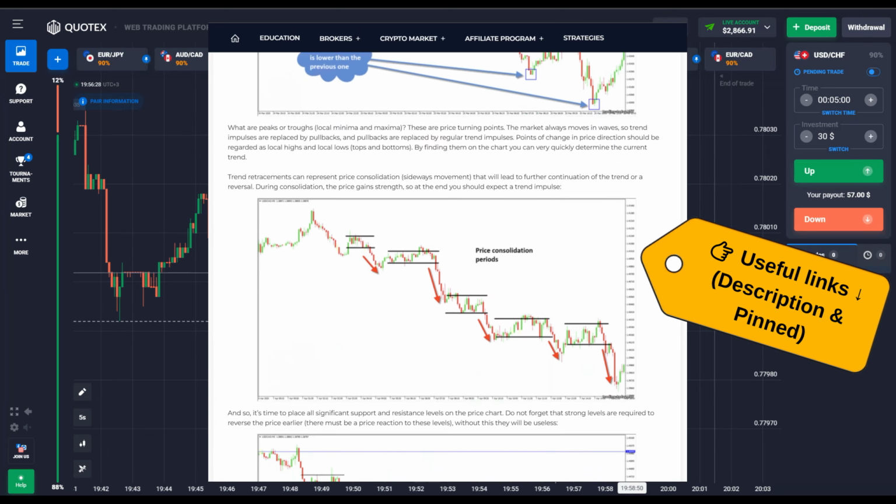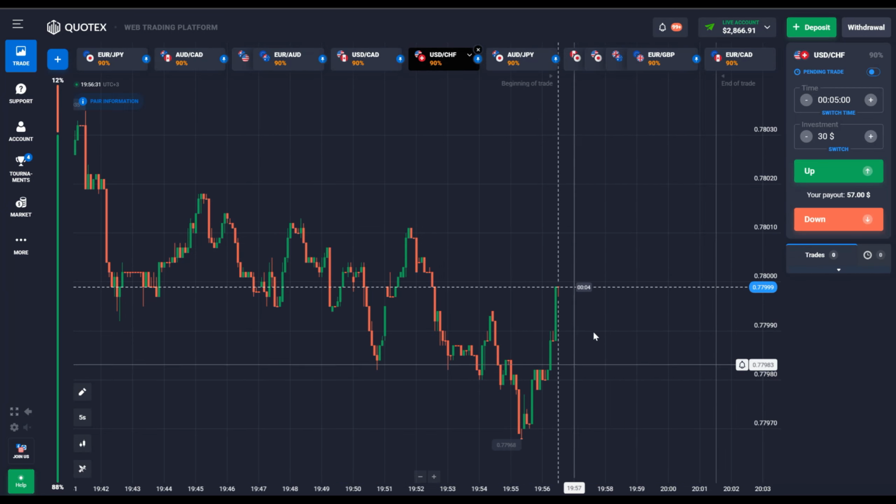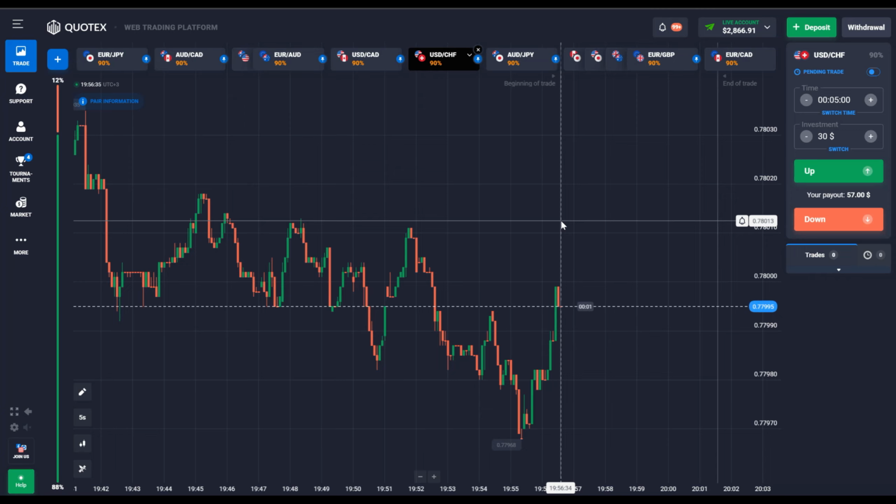And of course, don't forget about risk management. That's what keeps me from losing too much in these situations and gives me the chance to recover my losses later.